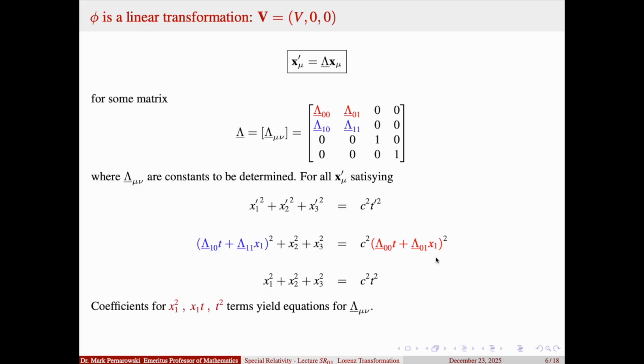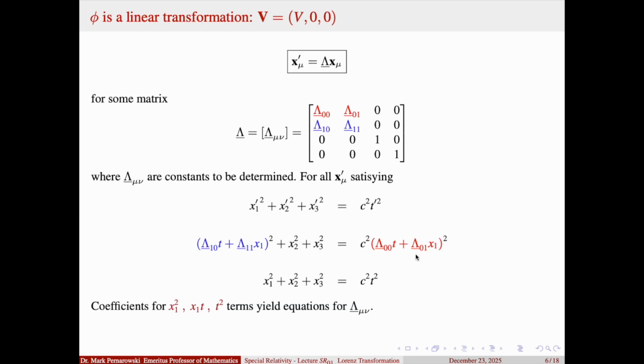This has got to be true for all t's and x1s. In other words, what's got to be true is that this thing has got to collapse down to this last expression, saying that in K we see a sphere of a different radius, namely ct instead of ct prime.